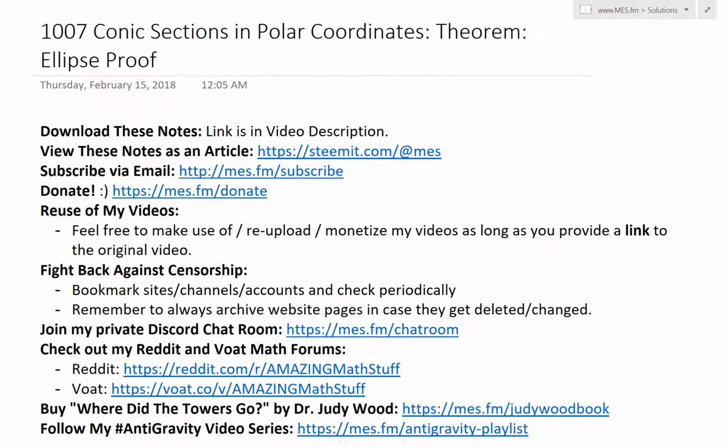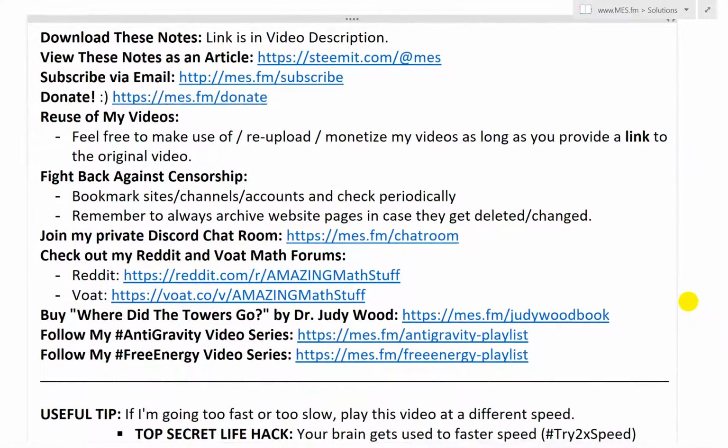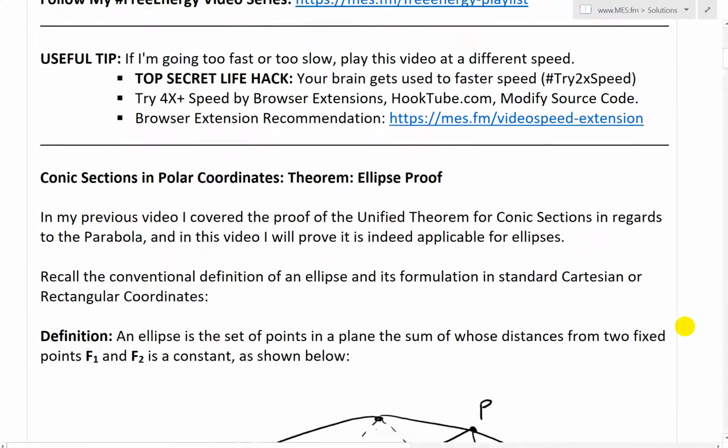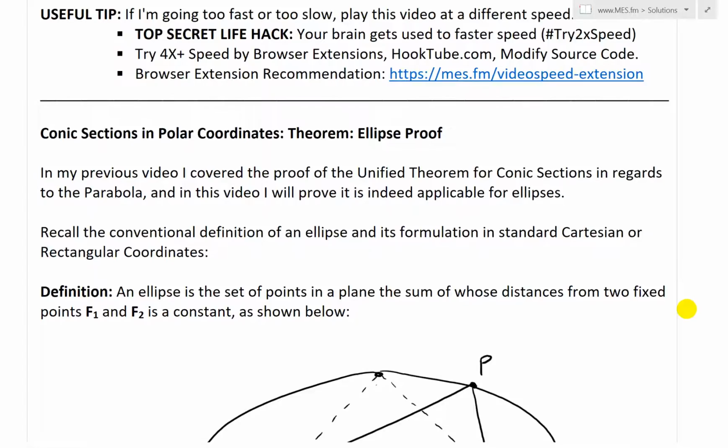To discuss further into conic sections in polar coordinates, and now look further at the theorem and prove that it's applicable for ellipses as well. In my earlier video, I went over parabolas as well as a summary of the Unified Theorem in earlier videos, so check those out. So let's just jump right in.